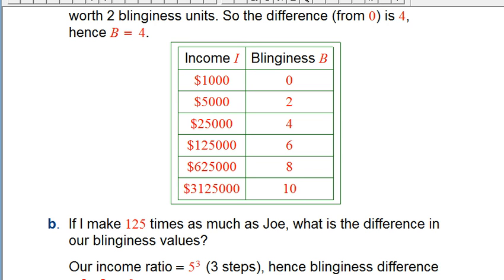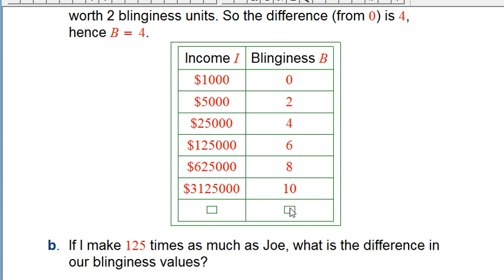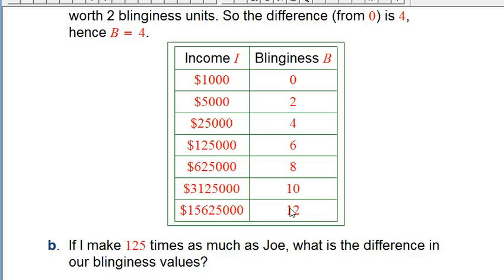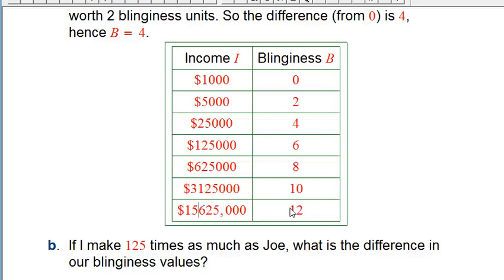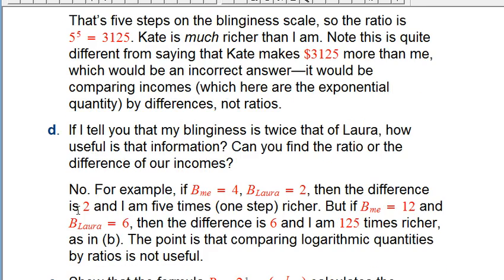Ooh, let me insert one more row here just to make that very explicit. Okay. So that is, what is that, 15,625, I think. Yeah. $15 million. Okay. So it could have been that there was a measly $5,000 to $25,000 comparison from 2 to 4. The 6 to 12 is she makes $125,000 and I make $15.6 million. They're just totally different comparisons. This is not a meaningful or uniform thing.